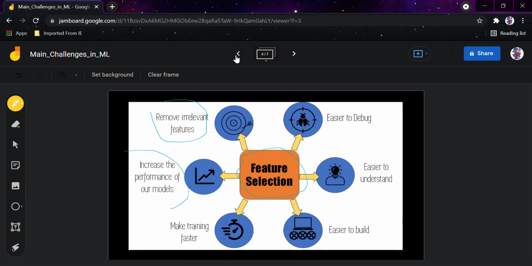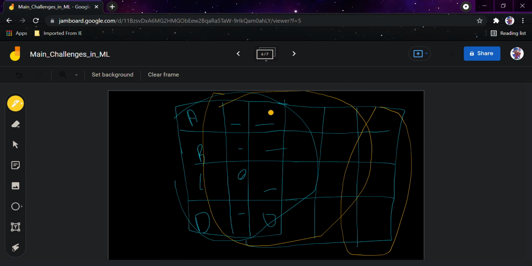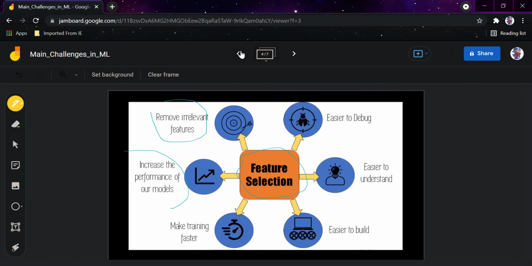And feature selection is selecting the most useful features to train on among existing features. Now feature extraction comes into play, combining existing features to produce a more useful one. Like I could have chosen those two features and combined them to create one useful feature, or we can create new features by gathering data, depending upon the amount of data you have. And this makes the training faster, it is easier to build, easier to understand, and easier to debug. So these are the importance of irrelevant feature removal.